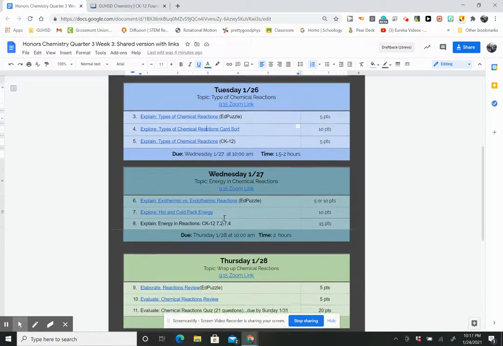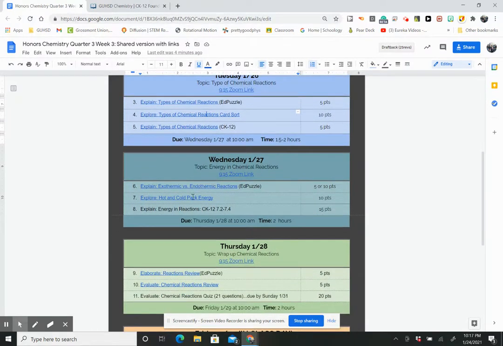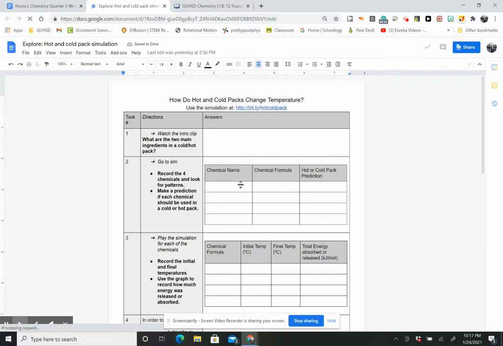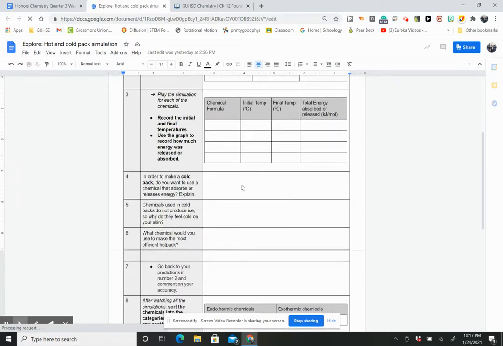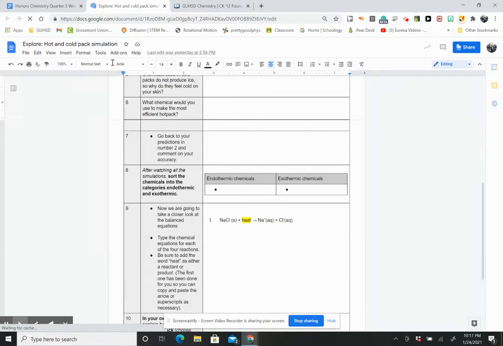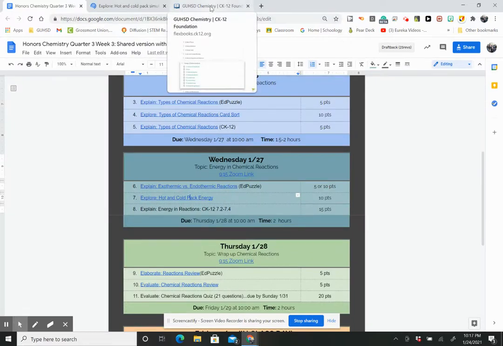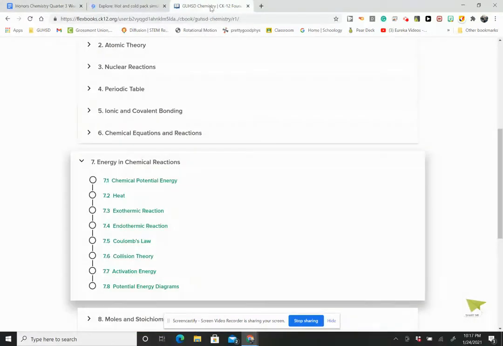Then on Wednesday, you are going to do another Edpuzzle, and then you're going to do a quick Explore where you're going to do a simulation. You're going to follow that simulation, which is this link right here, and then you're going to answer these questions right here. And so the lab has been laid out for you in a really organized manner. Okay. Then after you've done that, you're going to do some CK12. You're going to actually have 3 CK12 assignments. It's going to be 7.2, 3, and 4.